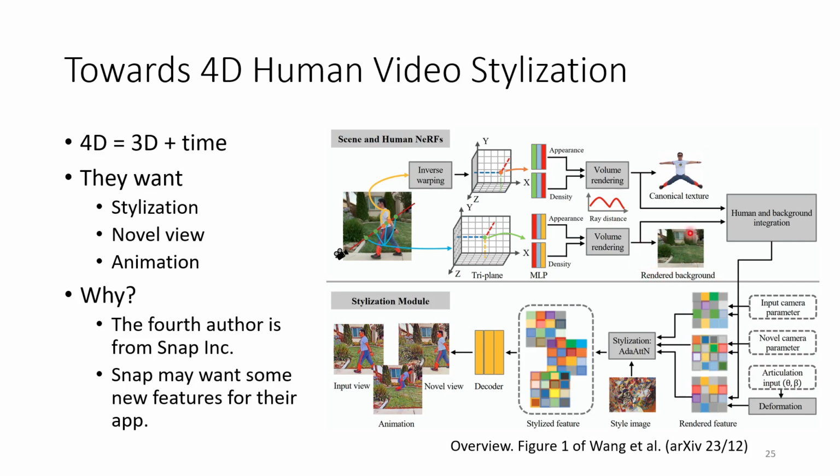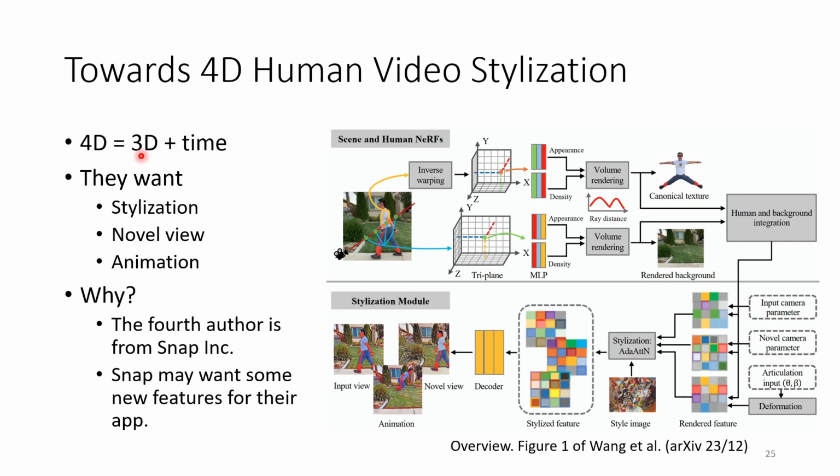They can render the background and render the human subjects. And then they can give a style image to create a what? To create a different viewpoint and create animated human subjects with the styled image. Okay? So this is why they call it 4D human video subject, because the 4D means 3D.